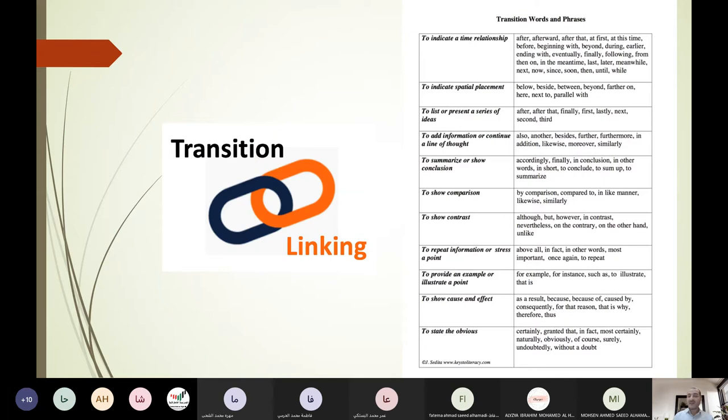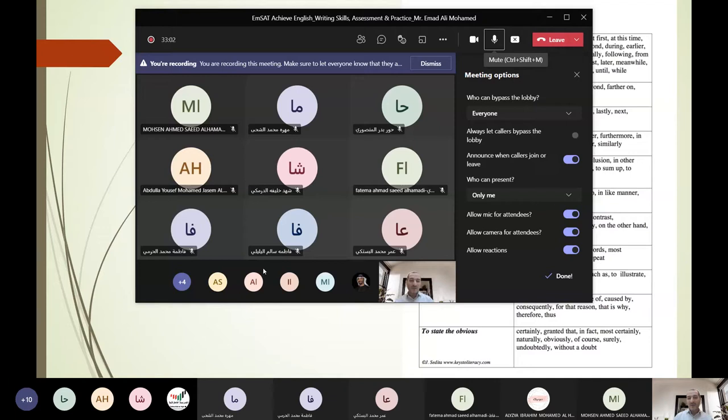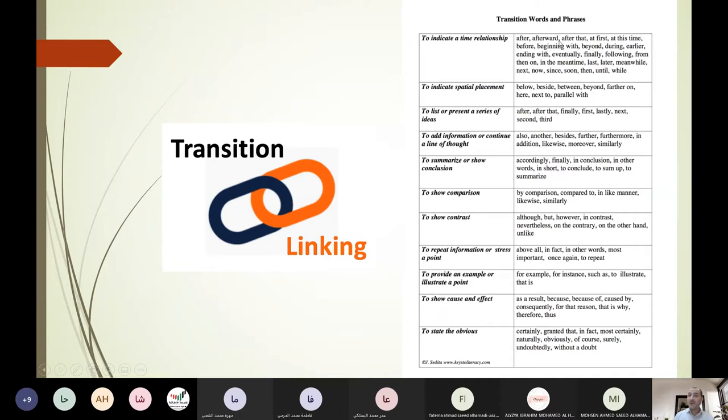Well, what are the transition words? This is very important, actually. While you're writing, you must use transitional words to keep coherence. When you move from a paragraph, let's say the introduction paragraph, which has the main idea and the theme, you should link it to the first point you're talking about, using these words or phrases. To indicate a time relationship, you say afterwards, after that, beginning with, beyond, during, eventually, finally. This tells the reader or the marker that you're moving through time. If you say finally, that means it's the last idea. If you say beginning with, that means this is the first idea.